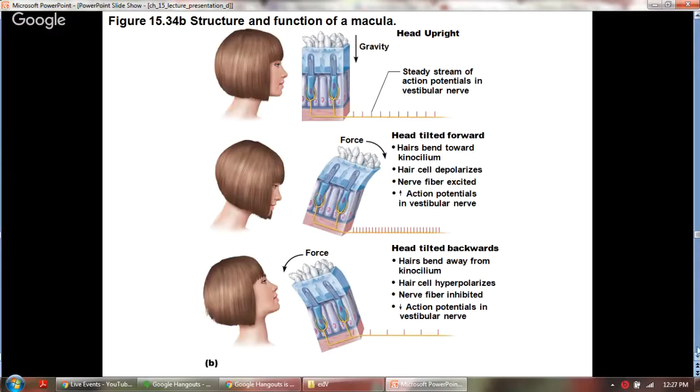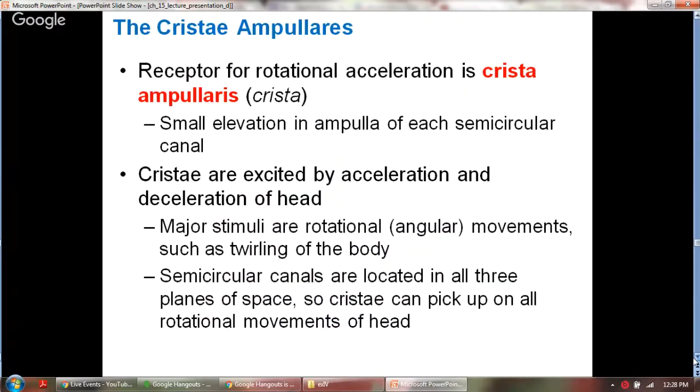This shows again the head upright position, with a steady stream of action potentials in the vestibular nerve. When the head is tilted forward, the hair bends toward the kinocilia. This depolarizes, the nerve fibers get excited, and the action potential is generated. When the head is tilted backwards, the hair bends away from the kinocilia, and that will lead to hyperpolarization and a reduced action potential in the vestibular nerve.